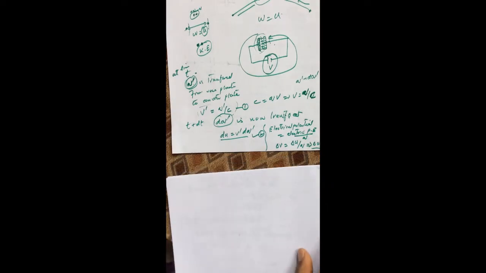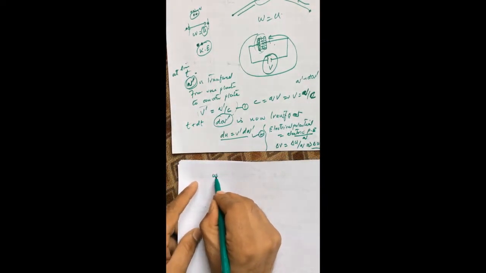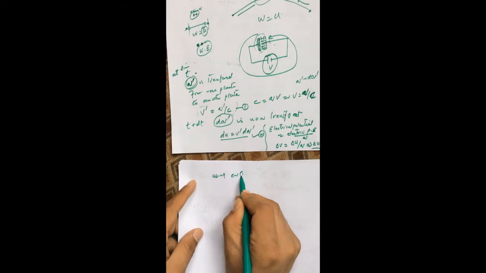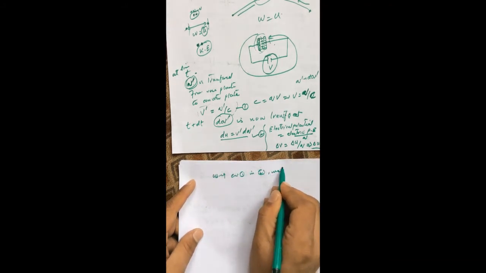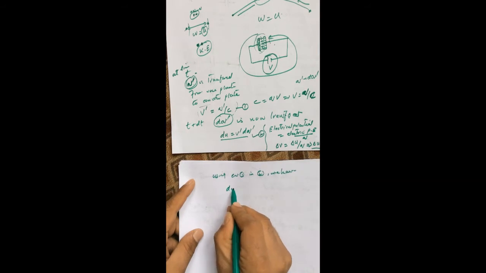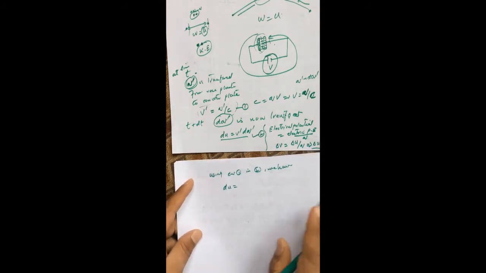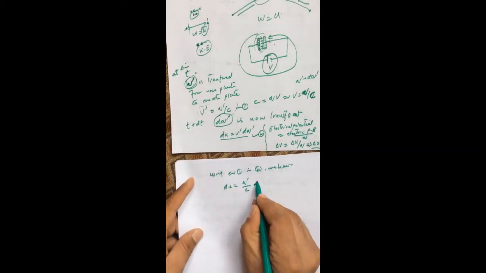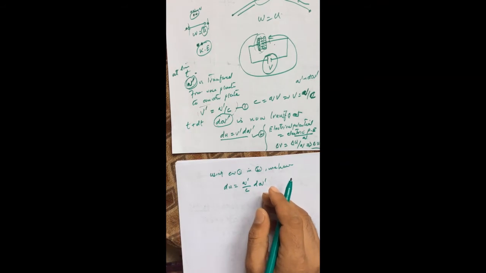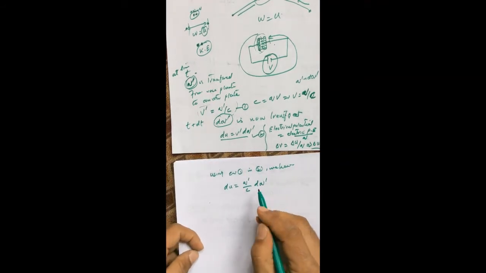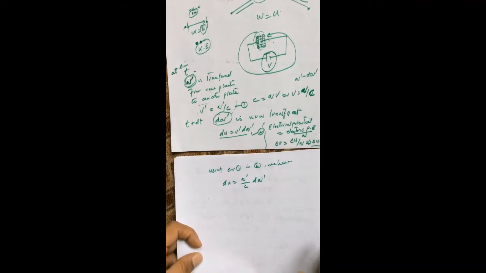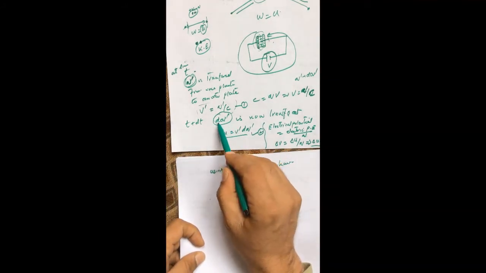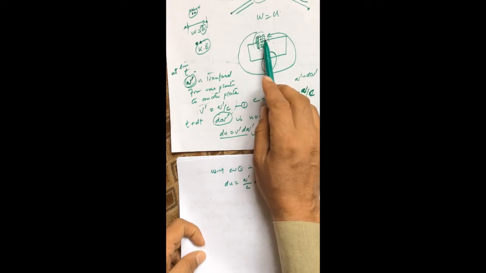Now using equation, I call it equation number 2. So using equation 1 and 2, we have dU is equal to, instead of V prime I put Q prime over C into dq prime. Now this is a small increment of charge transfer from this plate to this plate.